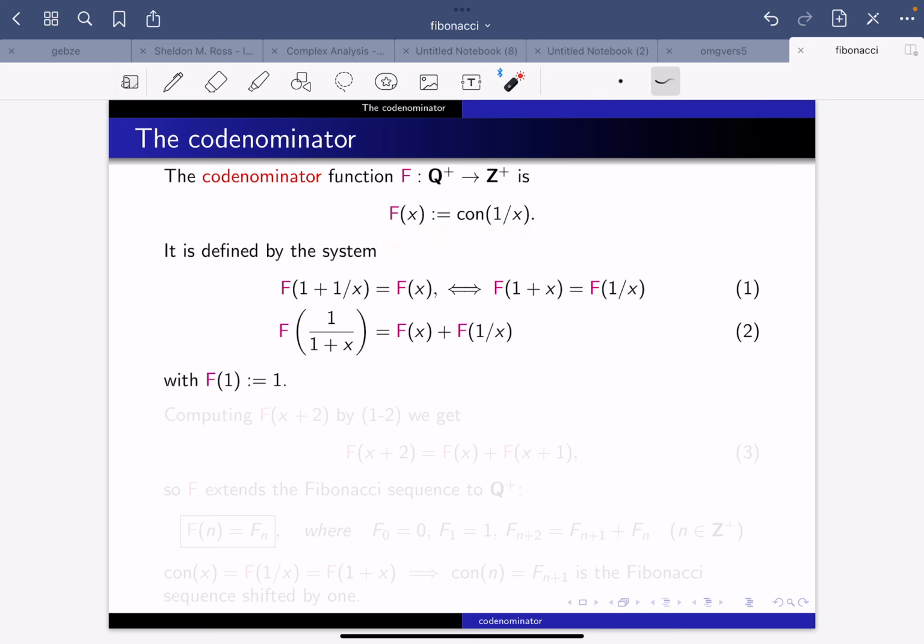We can rewrite the defining system of functional equations for the conumerator, which gives this system of functional equations for the codenominator function. The first equation becomes f of 1 plus 1 over x equals f of x. And if we substitute 1 over x instead of x here, this equation is equivalent to f of 1 plus x equals f of 1 over x. And the second equation is f of 1 over 1 plus x equals f of x plus f of 1 over x. And we have our initial condition, f of 1 equals 1.